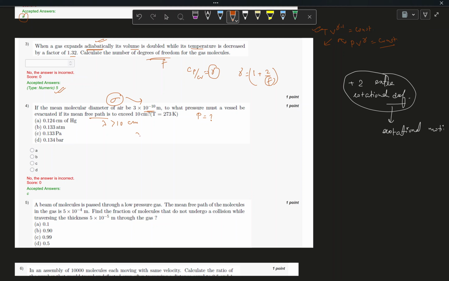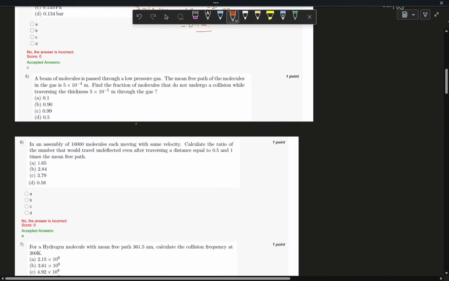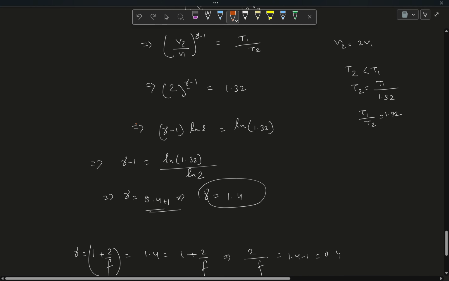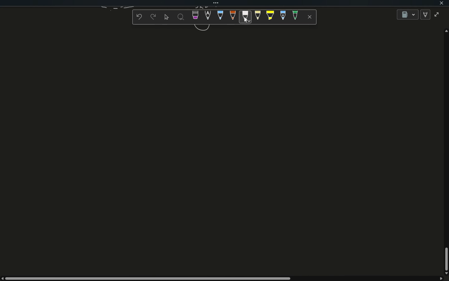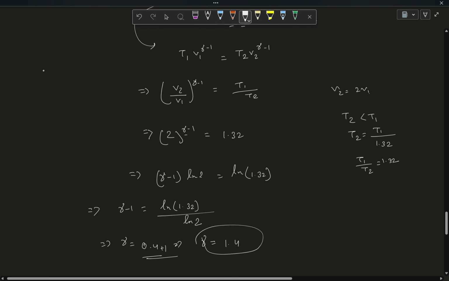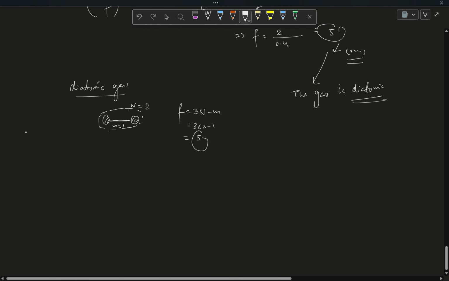So basically you can roughly say that for lambda equal to 10 centimeter, or 10 into 10 to the power of minus 2 meter, that means 0.1 meter, and T equal to 273 Kelvin, what will be the pressure in this case? You just have to know some of the formula and then it will be done. So this is probably question number 4.